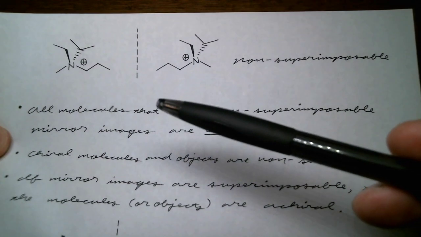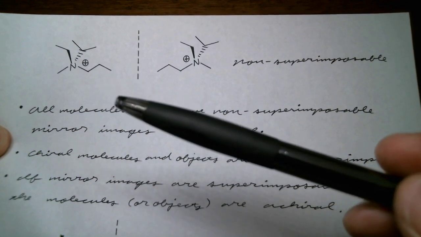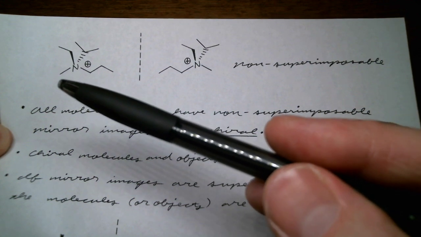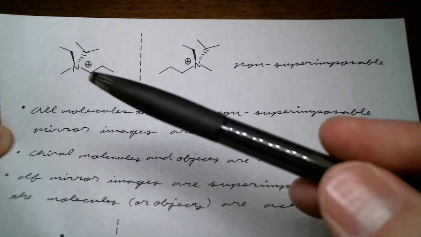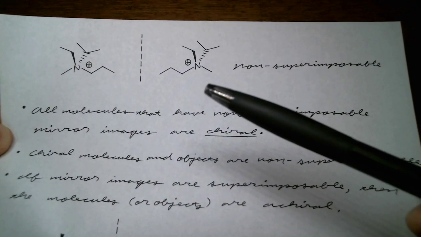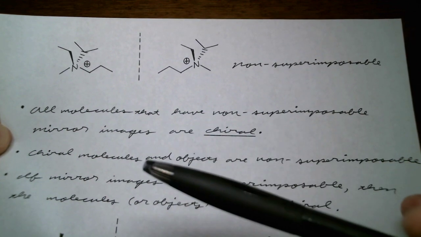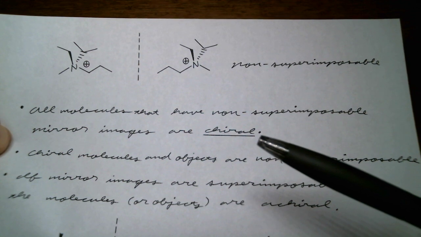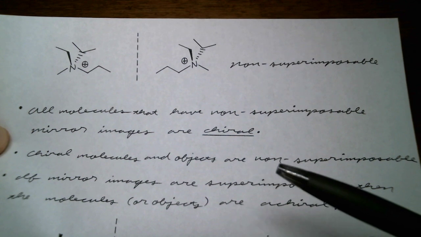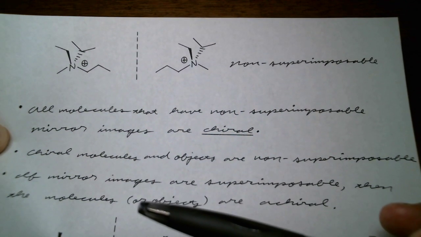Sometimes even tetraalkyl ammonium cations can be non-superimposable. We'll take this one, for example, where we have a nitrogen bonded to a methyl, ethyl, isopropyl, and propyl group. And indeed, its mirror image is non-superimposable. So all molecules that have non-superimposable mirror images are chiral. That's a definition. Chiral molecules and objects are indeed non-superimposable with their mirror images.